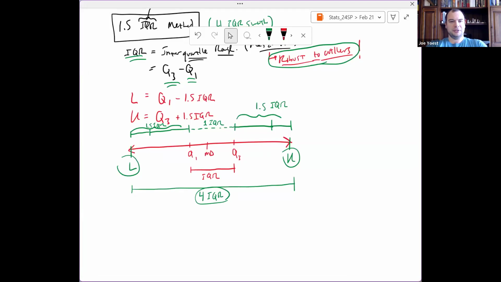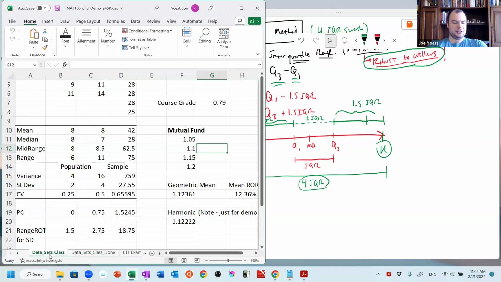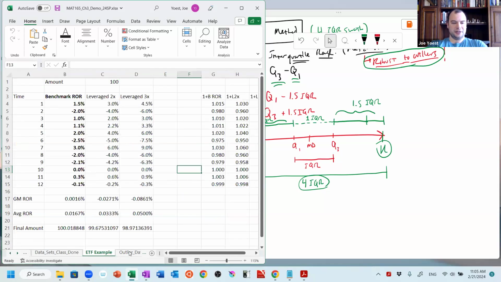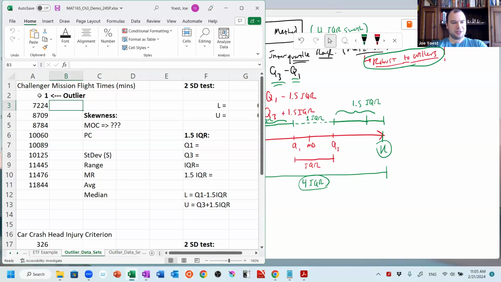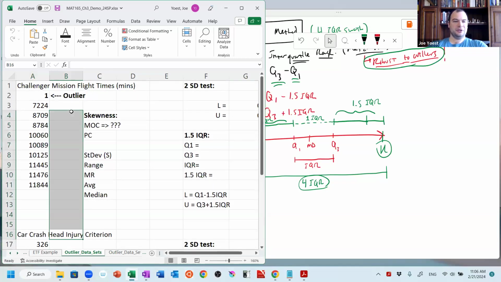Okay, so let's take a look at the Chapter 3 Excel demo. So let me switch my share here. In these tabs at the bottom, you see that we have the data sets for our 3.1 and 3.2. You can tab over, and we didn't talk about some of this. Some of this is just extra stuff that we didn't quite get to. But the outlier data sets tab has Challenger mission flight times and car crash head injury criterion data. We have these two data sets, and we're going to investigate them for the presence of outliers.